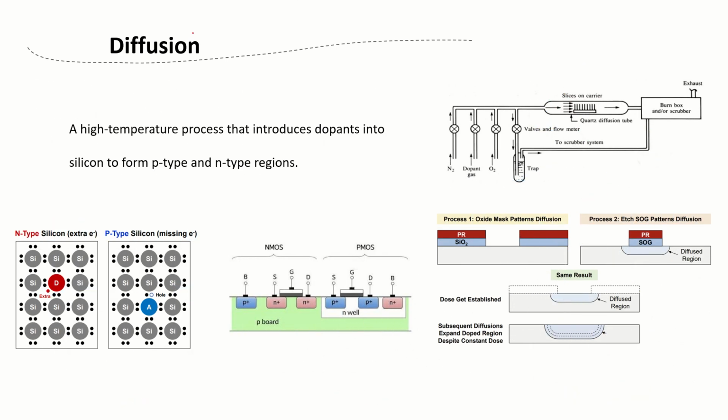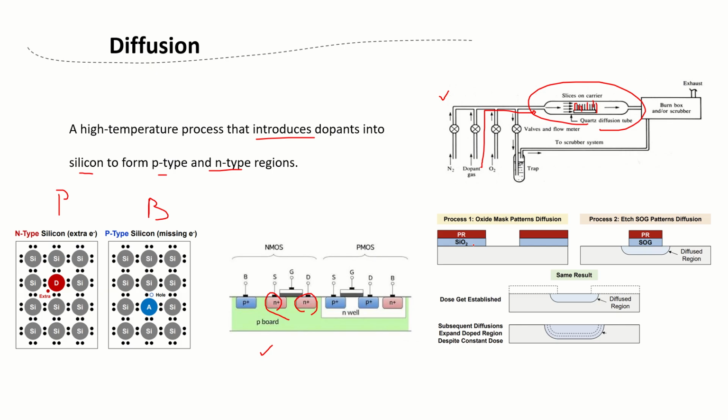So diffusion is a high temperature process that introduces dopant into silicon to form p-type or n-type region. As we can see, here's the CMOS. We have NMOS and PMOS. The n-type region over here for NMOS is where we need to do diffusions. So we'll dope probably phosphorus for n-type and probably boron for p-type. Here's the picture. We introduce a dopant gas into the chamber, and here are the wafers, and then we heat up to do diffusions. And there are two processes to do diffusions.